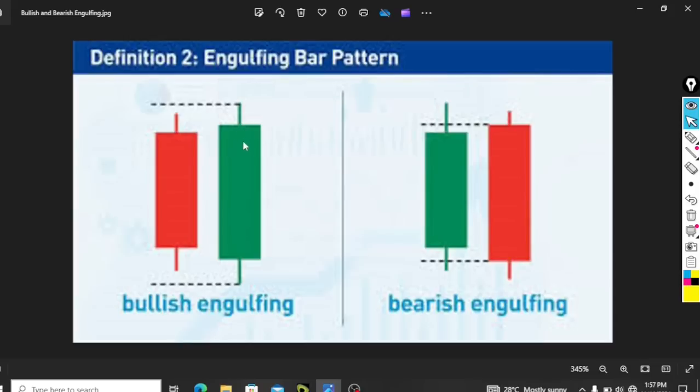It is time for you to begin to buy. Most of the time you will see this setup occurring at the bottom of a chart or at a support area. When you see it at a support area, it is time for you to begin to buy. It is time for you to go long.